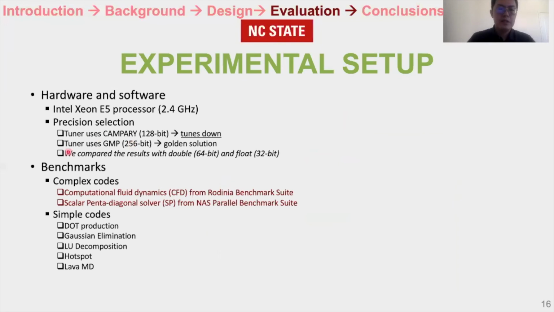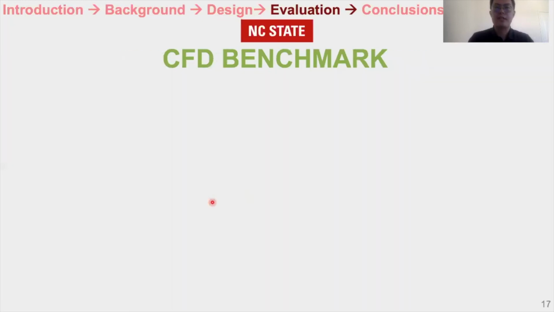We use two big kinds of benchmarks, one called complex codes, one called simple codes. We only show complex codes because they have a large amount of computations and also more variables inside. They are CFD and SP from Rodinia and NASA Parallel Benchmarks. Let's look at the first benchmark called CFD.